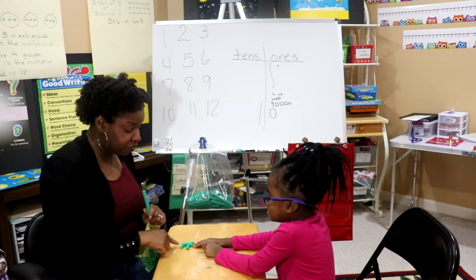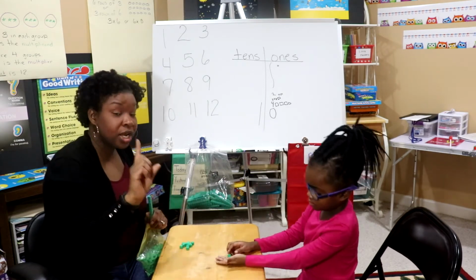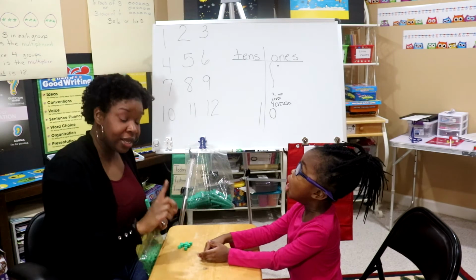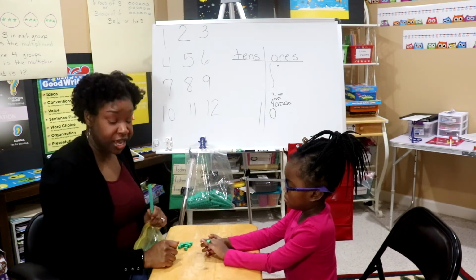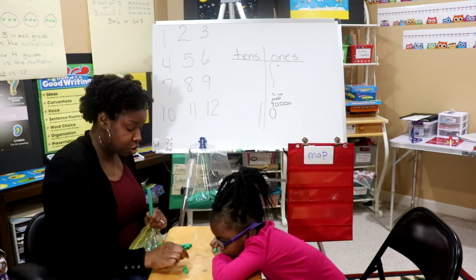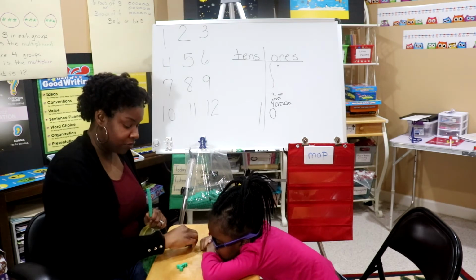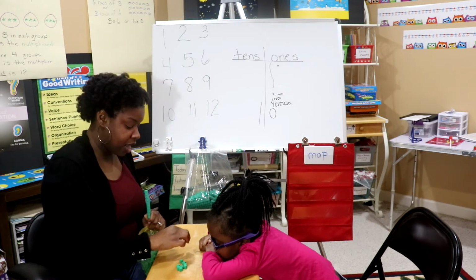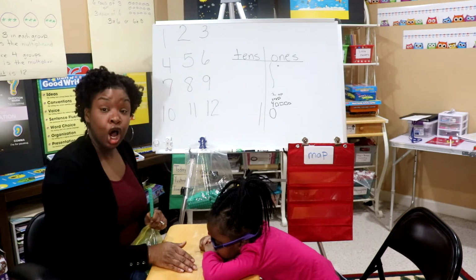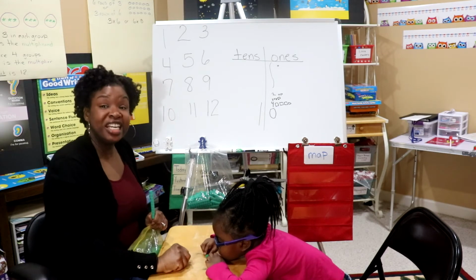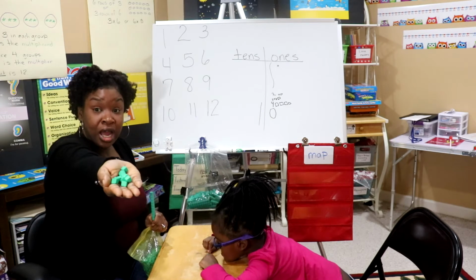So how many did you just give me? Can you talk louder so they can hear you? 10. Okay, I'm going to count to make sure she counted correctly. 1, 2, 3, 4, 5, 6, 7, 8, 9, 10. So, for the viewers at home, she gave me 10 ones.